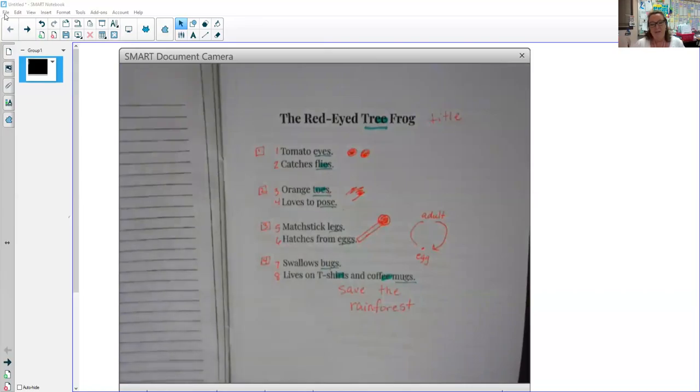So I encourage you to find out more about how you can save the rainforest and how you could find the red-eyed tree frog, maybe even visit one in real life.